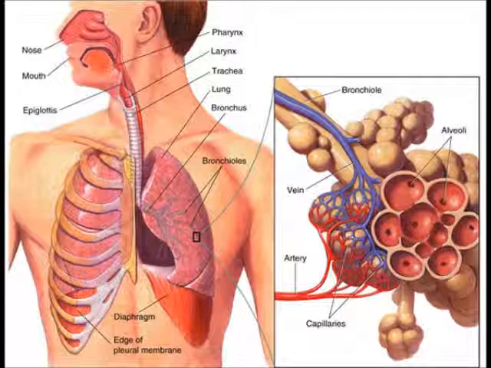And it has how many lobes? Two lobes and eight segments. That's it. Now, I know it doesn't have a middle lobe.